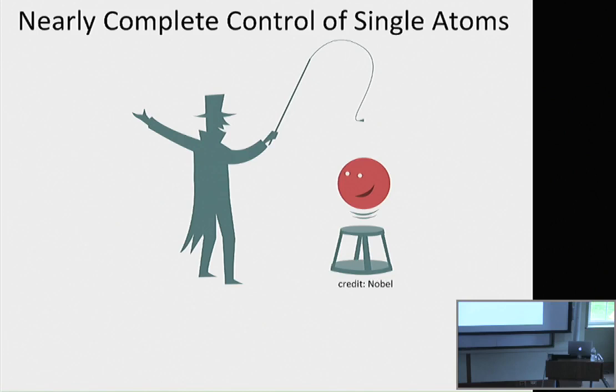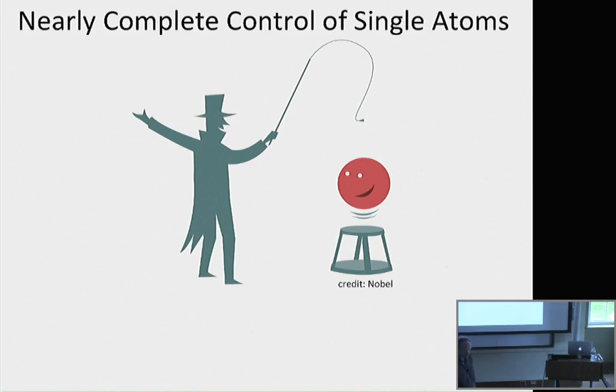So, as experimentalists in cold atom physics, on a good day in the lab, we actually have near complete control over single atoms. So we can control their internal states. We can do pi pulses, pi over two pulses, coherent rotations between internal states. We can laser cool and trap, so that's controlling the external states of the atoms. And so the question is, actually decades and decades of work went into getting that type of control. So what do we do with it?